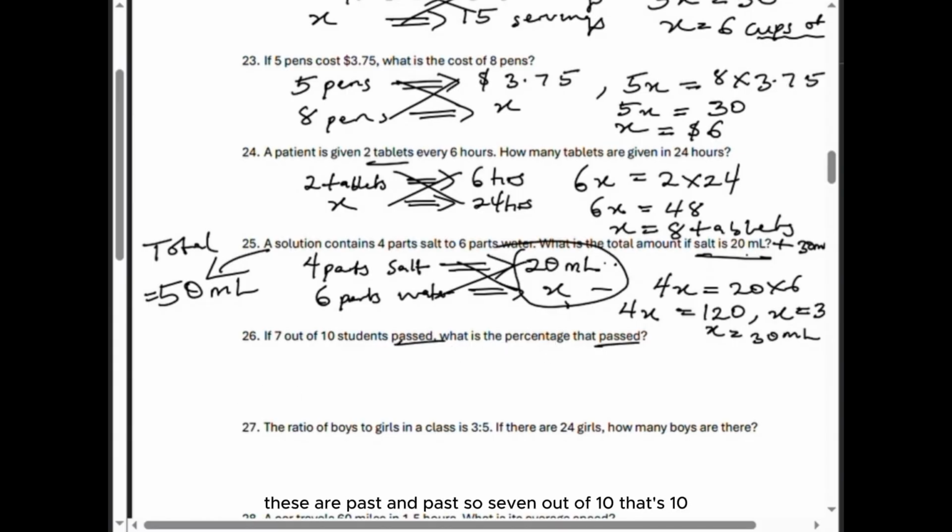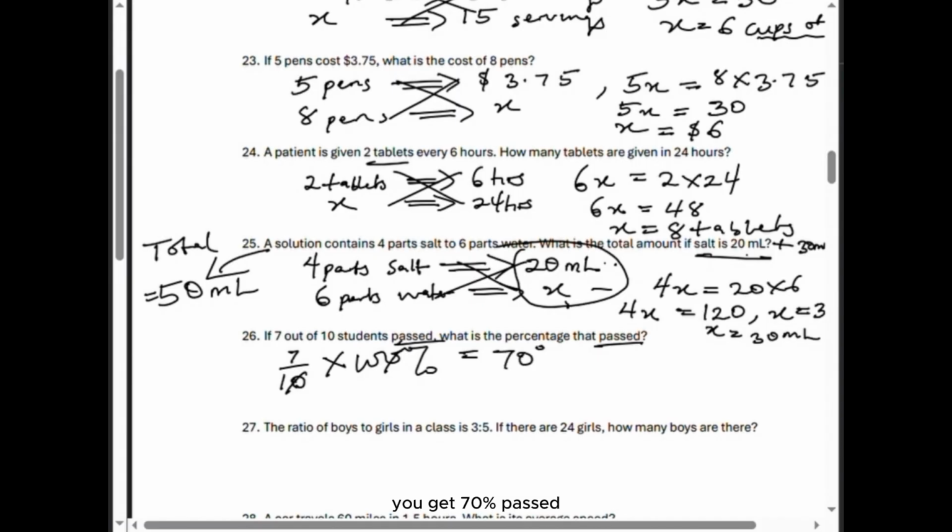Then question 26 says if 7 out of 10 students passed, what is the percentage that passed? These are passed and passed. So 7 out of 10, that's 7 over 10 passed. So that's going to be times 100, which is the percentage we're looking for. This is very straightforward. You get 70 percentage passed. But if you're looking for percentage of people who failed, then it's going to be 100 minus 70, which is 30%. So 30% failed, 70% passed.